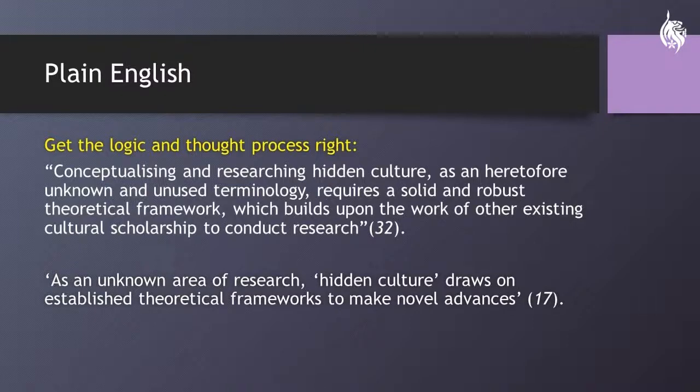I could barely say it without taking in a breath. 32 words there. Is it clear what it's getting across? No, I could read that to you 3 or 4 times and I don't think you would get a sense of what the author is trying to say. The sentence at the bottom is my attempt at trying to rewrite that actually. I think what the author is saying is, "As an unknown area of research, 'hidden culture' draws on established theoretical frameworks to make novel advances." There you go, half the words, 17 words there, and it's a bit clearer. So I guess what I'm saying is be very, very careful about the way you're constructing the sentences.